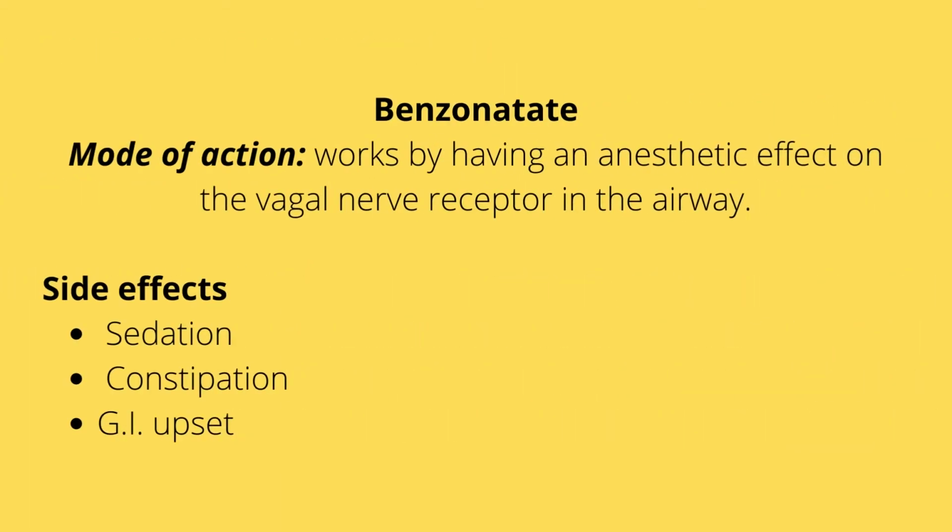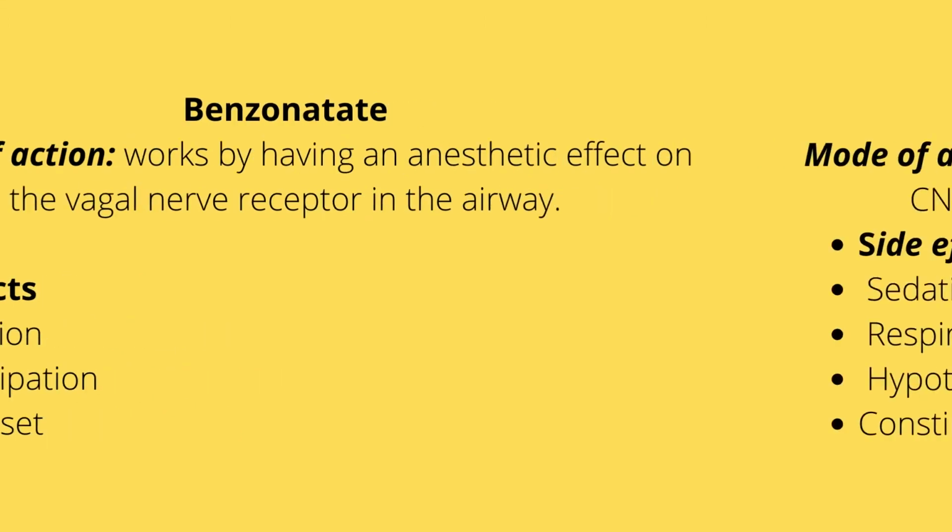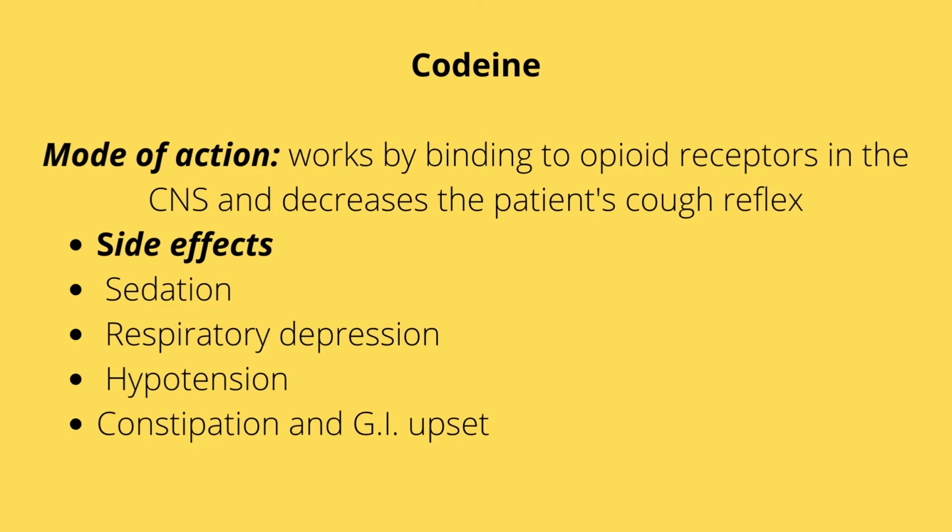So with benzonatate, it works by having an anesthetic effect on the vagal nerve receptors in the airway. Some side effects include sedation, constipation, as well as GI upset, because we know anesthesia slows down our CNS. Codeine works by binding to the opioid receptors in the CNS, and it decreases the patient's cough reflex.